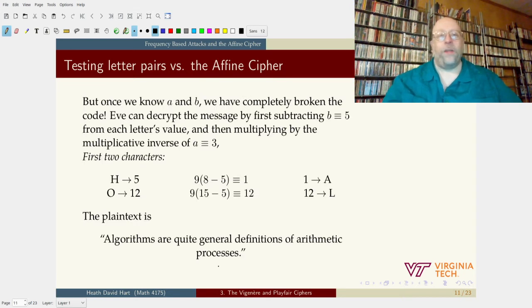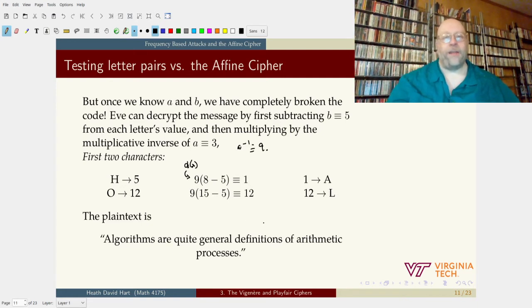And now we know how to solve this entire cipher because we first subtract B equals 5, and then we multiply by the inverse of A equals 3. A inverse is 9. And so we take 9 times A minus 5. This is a decryption operation here. And so the first two letters of the message become A and L.